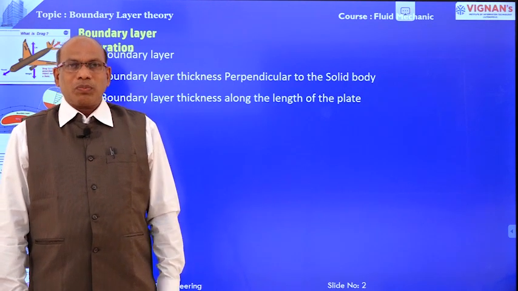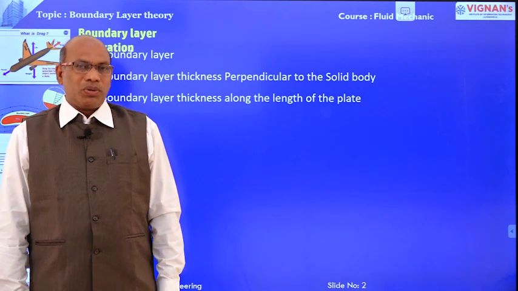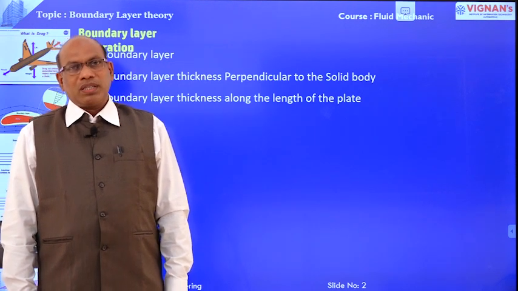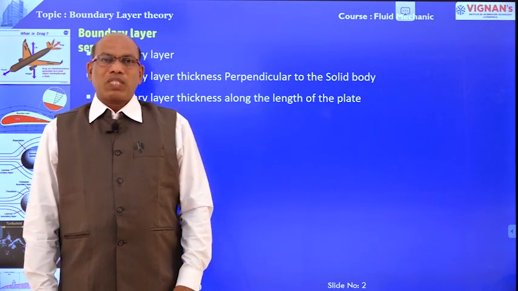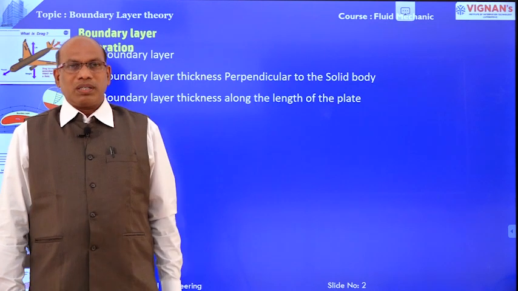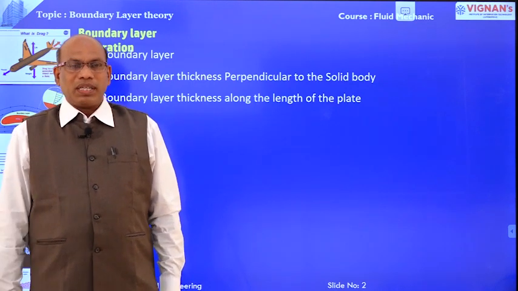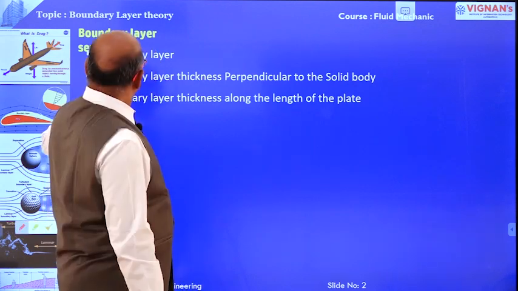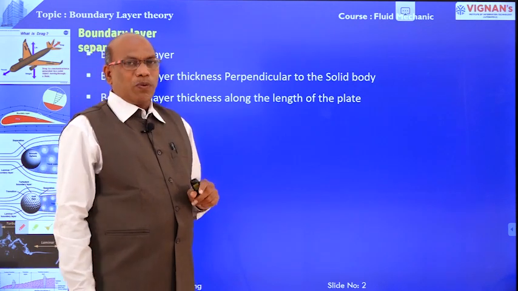Before we discuss boundary layer separation, first we should know what a boundary layer is, and how the boundary layer varies perpendicular to the boundary and along the boundary. Now, what is a boundary layer?